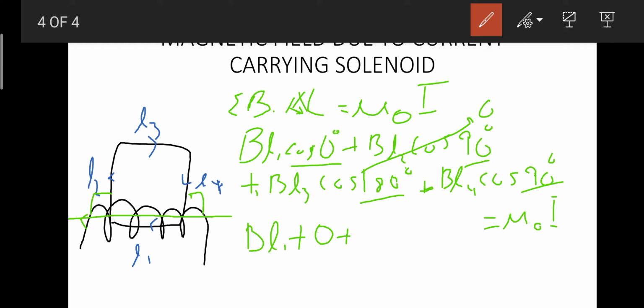For the third case, BL3 cos of 180 degree, cos 180 degree is equal to -1. But since this L3 side is basically out of the solenoid where the field is very weak, and that weak field is basically negligible, this whole thing can be replaced by 0, since at the L3 region B is equal to 0, right? It is negligible, so we definitely don't consider it, and the value of B can be put equal to 0, and ultimately you get the answer.